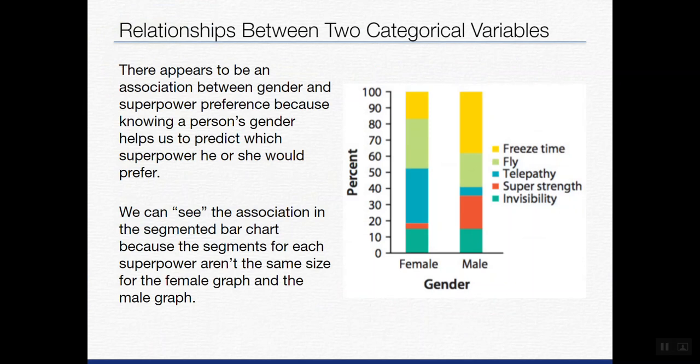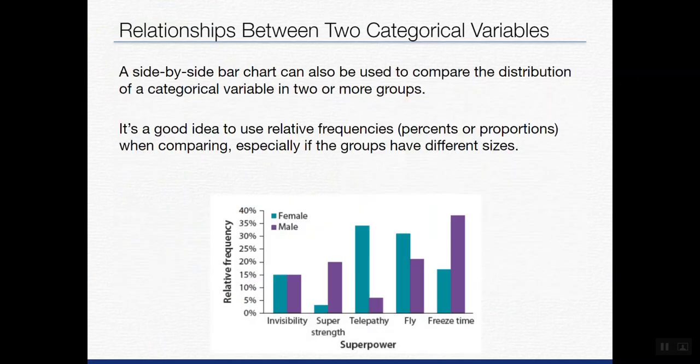Sometimes these can be a little bit confusing to look at. The same information can be reported in a side-by-side bar chart. One thing to be careful with is when you are comparing two different populations, particularly populations with different sizes, it is better to use percentages or proportions than the raw data.